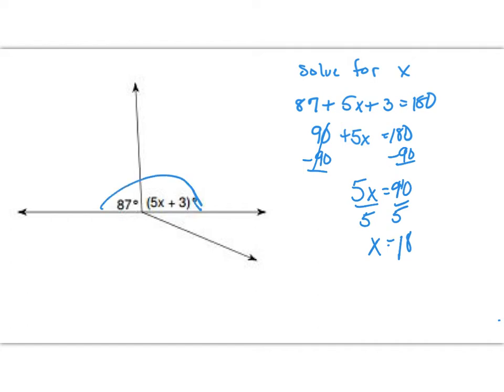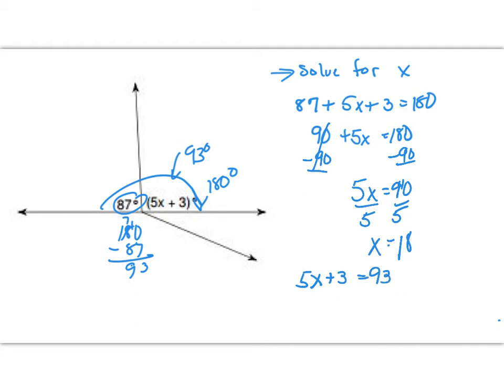Now there's another way we could do this. If I know these two angles equal 180 degrees, and this one is 87, if I take 180 minus 87, that's going to mean this angle is 93 degrees. You still need to find and solve for x. So you could always do this. Set that one angle equal to 93 degrees, and then solve for the x that way. So you would have 5x equal 90, divide both sides by 5, so x again is equal to 18.